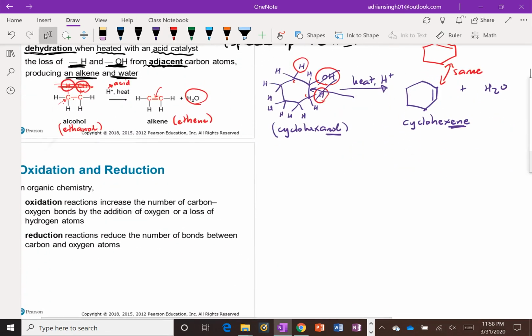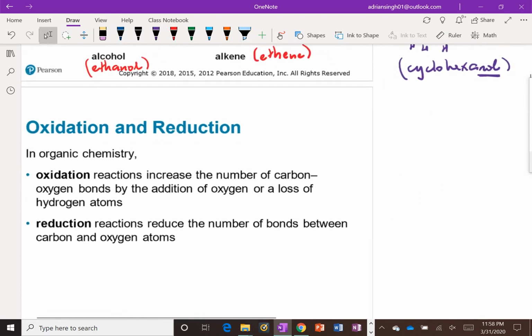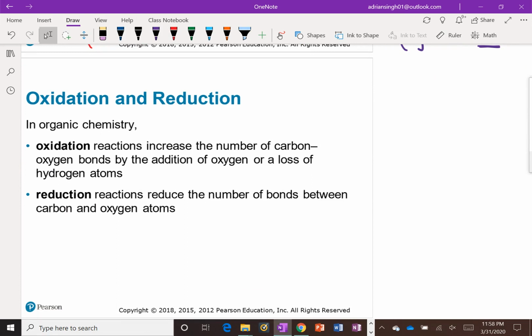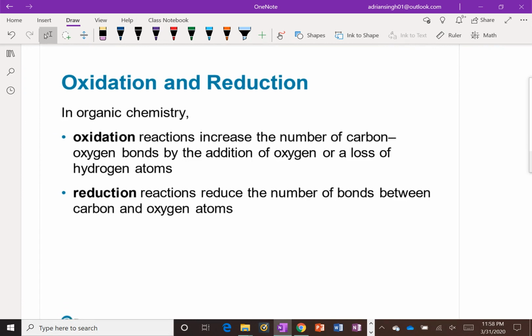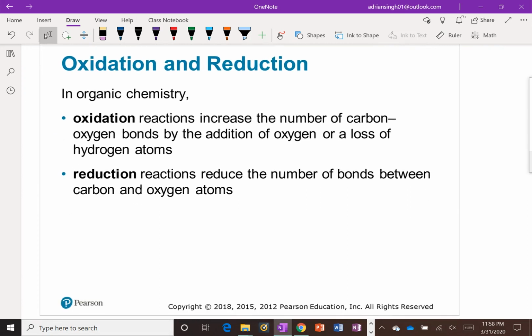All right, so dehydration is a very important reaction that the alcohols are going to undergo. The second type of reaction that they're going to undergo is called an oxidation, and the flip side of oxidation, which is called reduction. There are several things that we can look at in organic chemistry that tell us whether oxidation has happened.